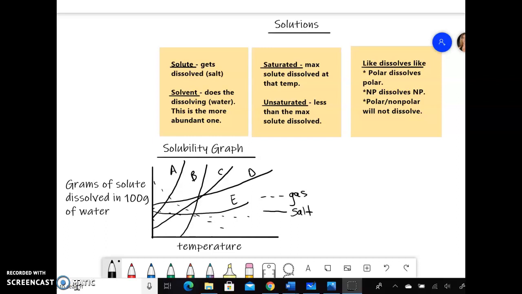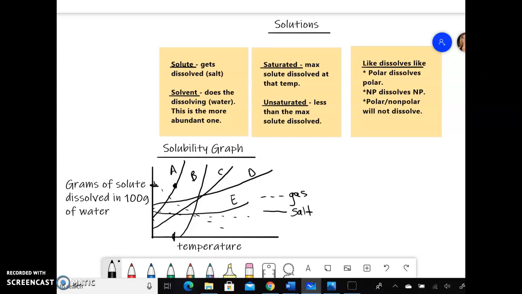So the y-axis would be your grams. It goes from 0 up to like 200 or however many grams. And then the x-axis is the temperature. So what you can do if you want to look at, say, this point right here on A, whatever temperature this is, if you measure it up and follow it over to the y-axis, this line right here, this grams, would be how many grams of A you could dissolve into 100 grams of water at this temperature.